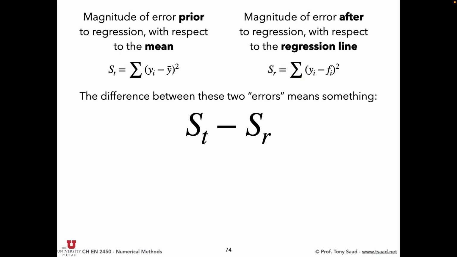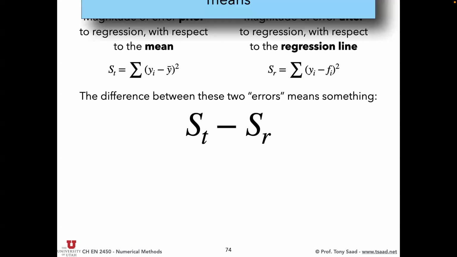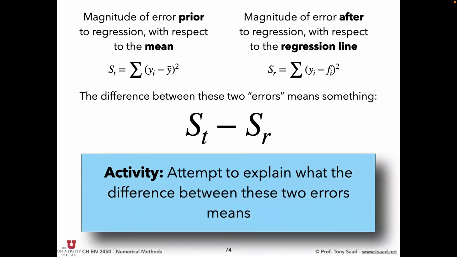I want you to take a moment and attempt to explain that difference. The simplest way to do it is to think of if S_T is equal to S_R, if S_T is greater than S_R, or if S_T is less than S_R. Okay, so S_T is everything with respect to the mean value. S_R is everything with respect to the regression line, and it's an error. Think of S_T and S_R as errors. So what happens if they're equal? If one of them is larger than the other, and if one of them is less than the other? Okay. Talk in groups.